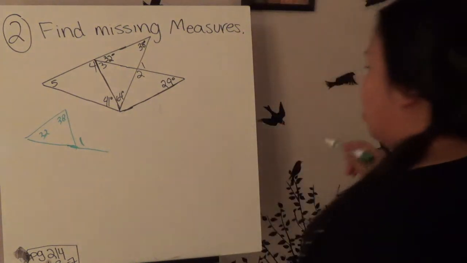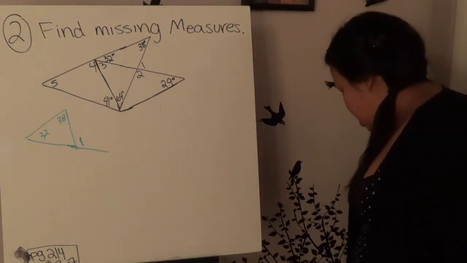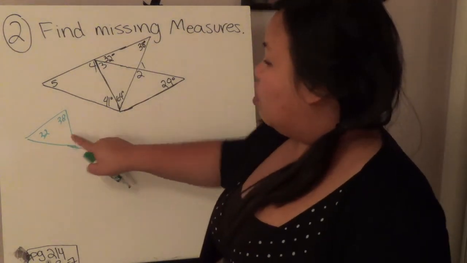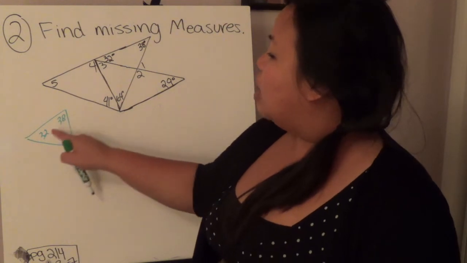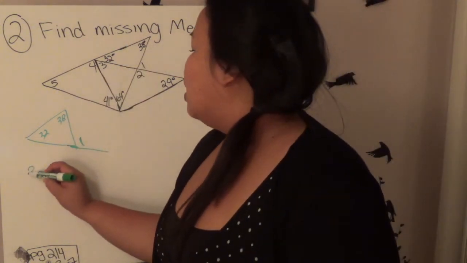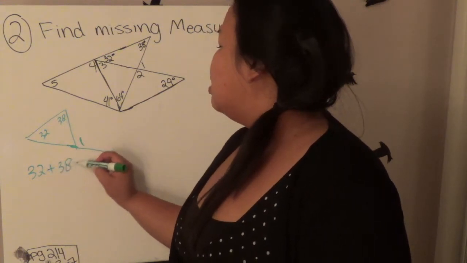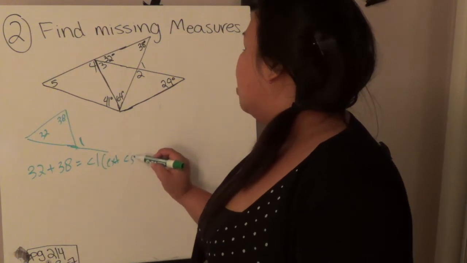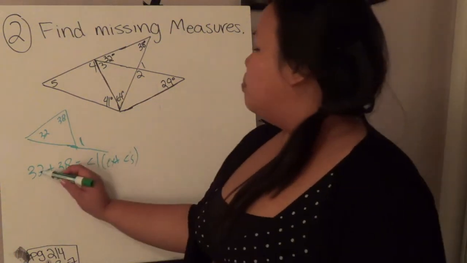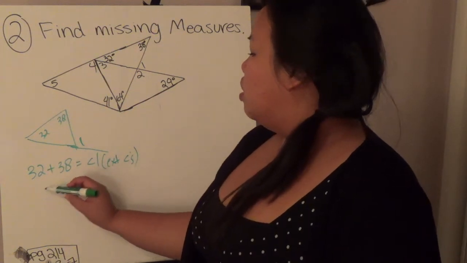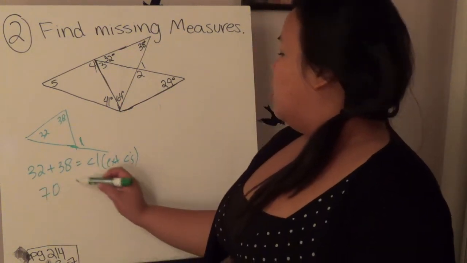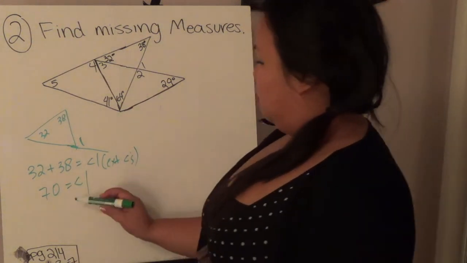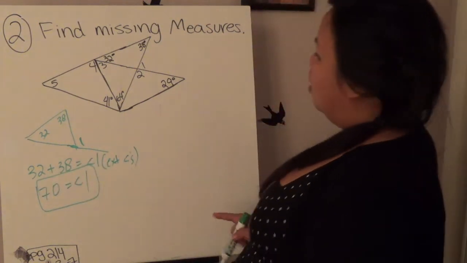And my exterior angle theorem, is it a theorem? Yes, my exterior angle theorem states that this exterior angle that's connected to this angle is equal to the sum of the other two angles in the triangle. So I can say that 32 plus 38 equals angle 1 because of the exterior angle theorem. Okay? So this is 70, equals angle 1. That's our first one. So we found number 1.